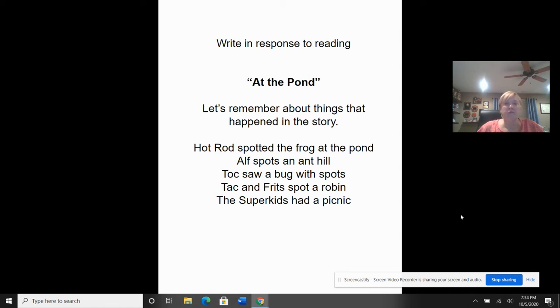Well, recently you have read the story At the Pond. Okay, so let's remember a couple things about that story. So, things that happened in the story. Well, one of the things that happened was Hot Rod spotted the frog at the pond. Alf spots an anthill. And from what I remember, he did not care for the ants at all. And then Tock saw a bug with spots. Tack and Fritz, they spotted a robin. And the super kids had a picnic.